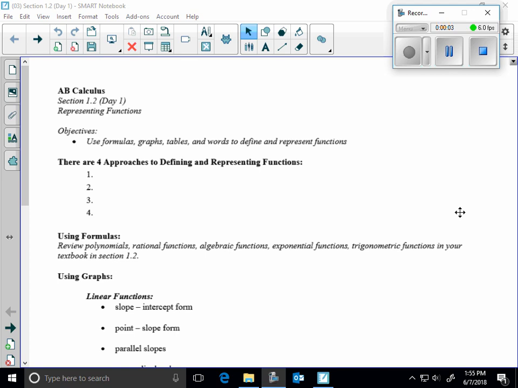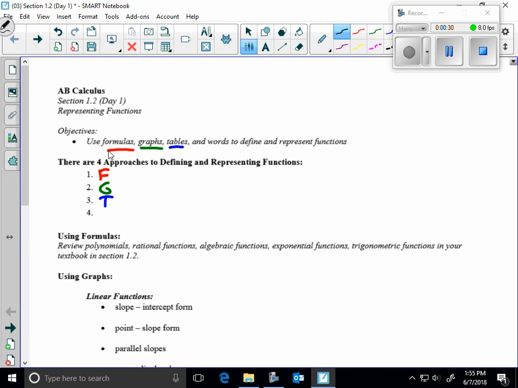AP Calc 1.2, day number 1, representing functions. Our objective today is to use formulas, graphs, tables, and words to define and represent functions. I'm not writing all this out, but we're going to use formulas. We're going to use graphs. We're going to use tables. And we're going to use words.